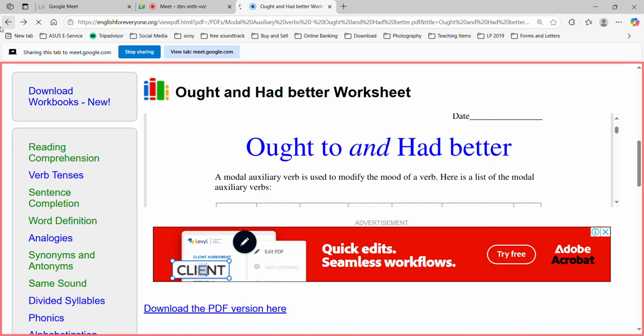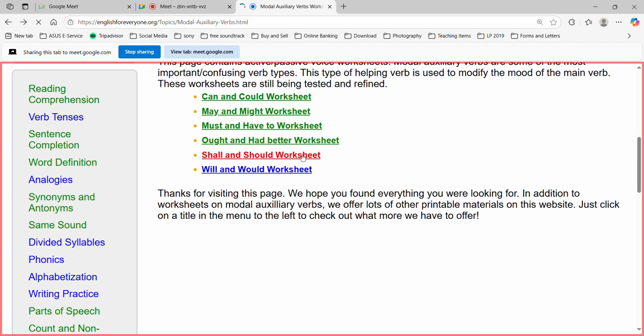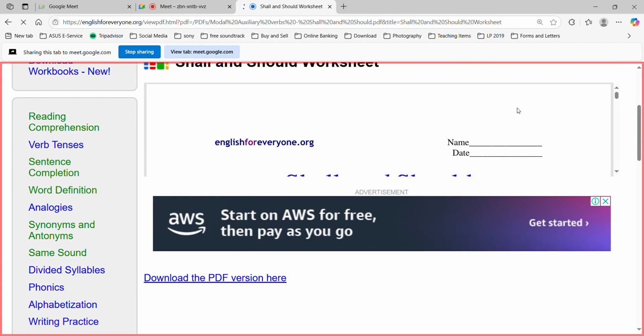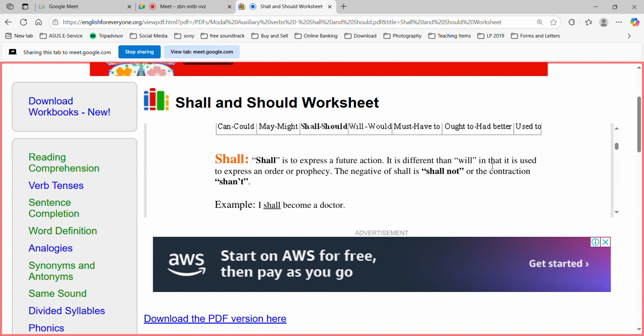Okay, so now, thank you so much. I would like to go to another auxiliary verb today, shall and should. Alright, students, listen carefully. Shall and should. Shall is to express a future action. You can express what will happen in the future, what your future will be. It is different than will in that it is used to express an order or prophecy. The negative of shall is shall not, or the contraction shan't.